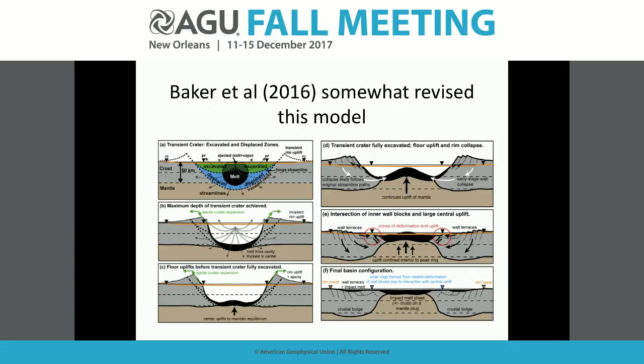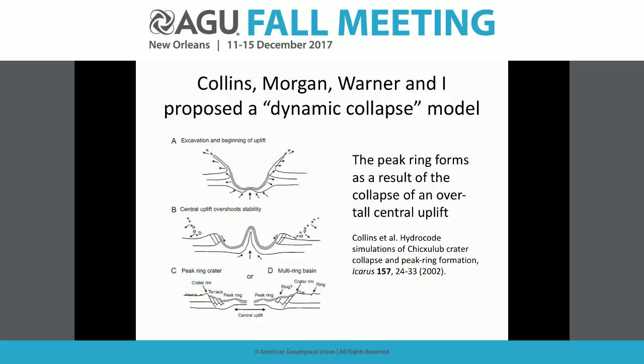Now, even earlier than that, Gareth Collins, Joe Morgan, Mike Warner, and I proposed a model we call dynamic collapse. The idea there is that the peak ring actually evolves from a central peak that came up well beyond the point that we actually see central peak craters, that the central peak then collapsed. In collapsing, it sent a flood of material radially outward, and that met a bunch of material flowing radially inward, and that collision then raised a ring.